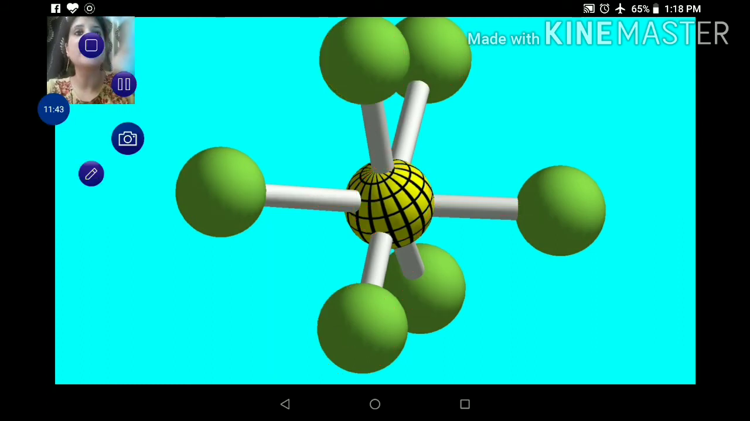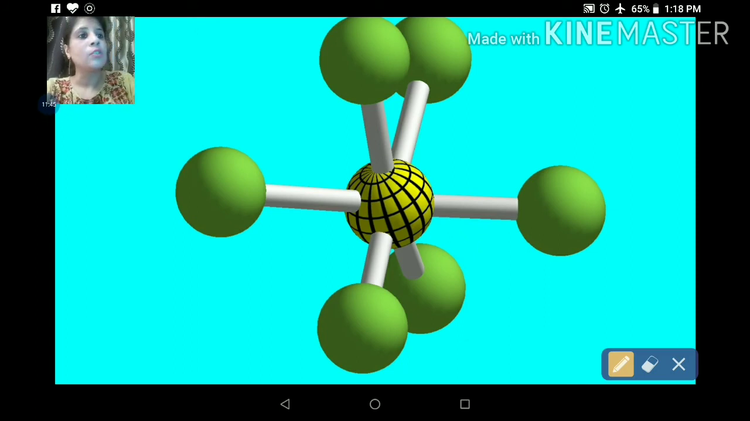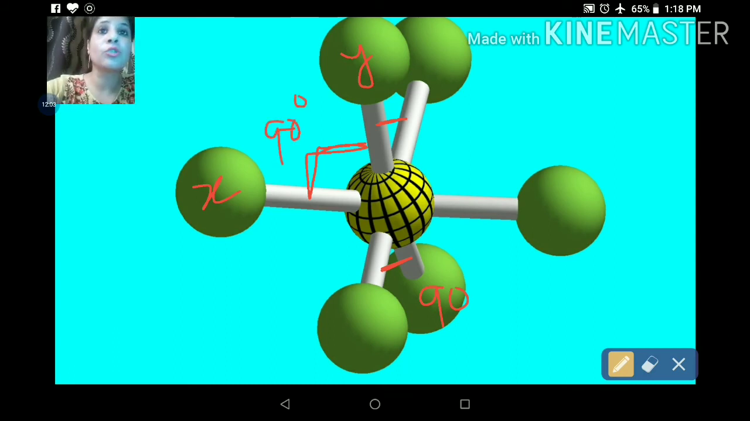Let me explain this bond angle once again. The atoms which are in plane are at 90, and the atoms outside in different planes, suppose X and Y plane, this angle between X and Y is also 90. So that means all the bond angles are the same, all the bond angles are 90.